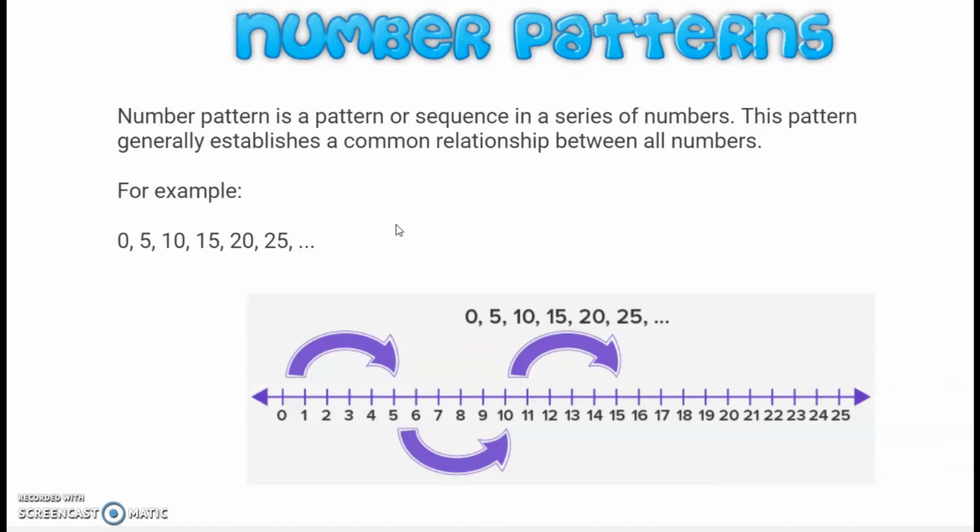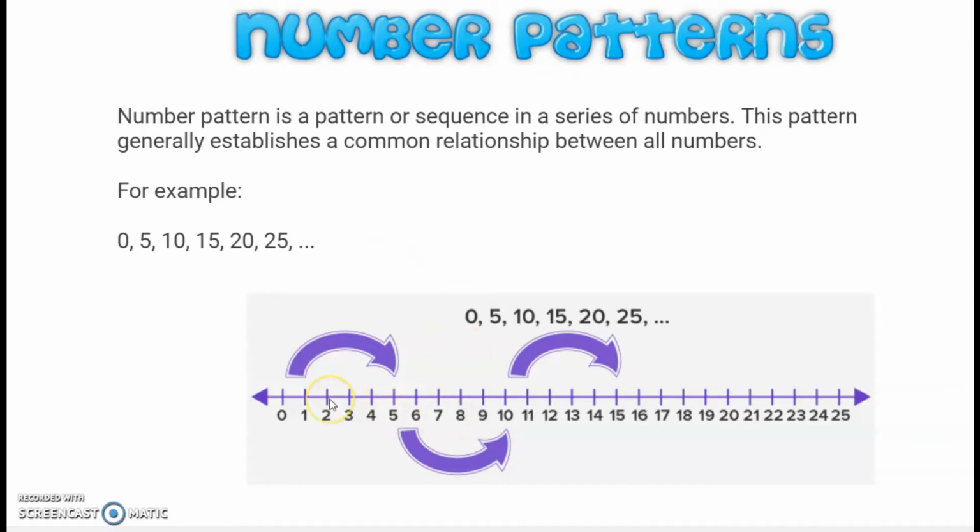For example, 0, 5, 10, 15, 20, 25. All those numbers are showing a pattern, but what is that pattern about? From 0 to 5, we have 5 numbers. From 5 to 10, we have 5 numbers. From 10 to 15, 5 numbers or 5 digits. From 15 to 20, 5 digits. From 20 to 25, 5 digits.